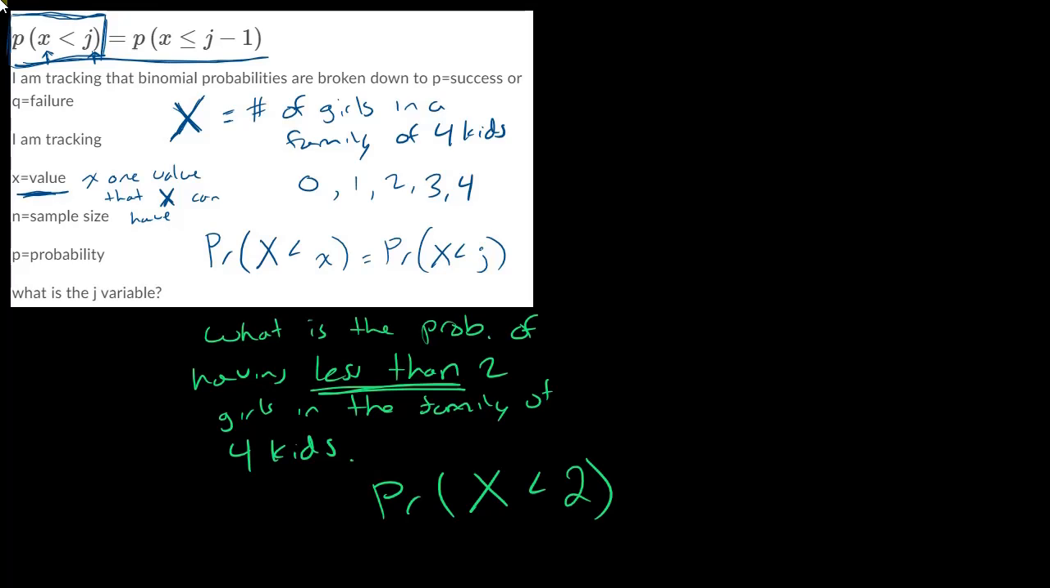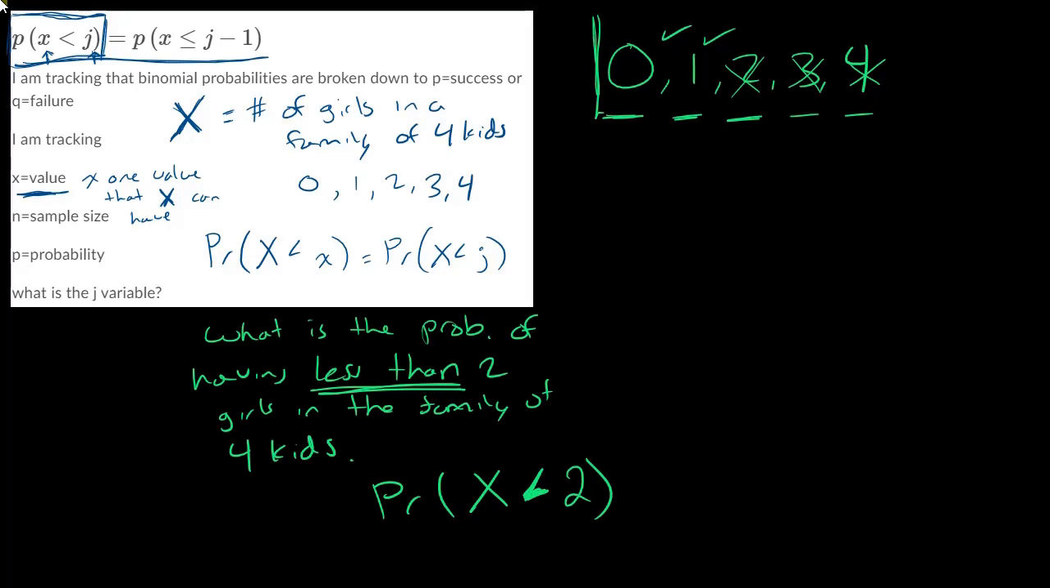All right. Let me write this again up here. X can take the values 0, 1, 2, 3, 4, right? We want to find the probability that x is less than 2. So 0 would work. 1 would work. Less than 2, if you have 2 girls, then that doesn't work, right? 2 is not less than 2. 3 is not less than 2, and 4 is not less than 2, okay?